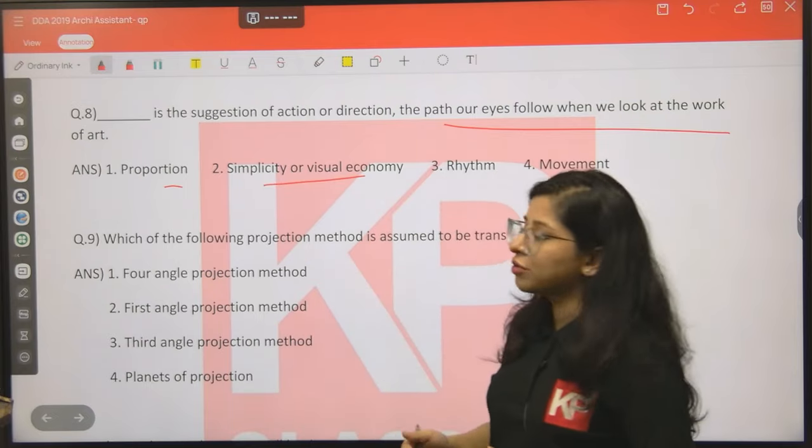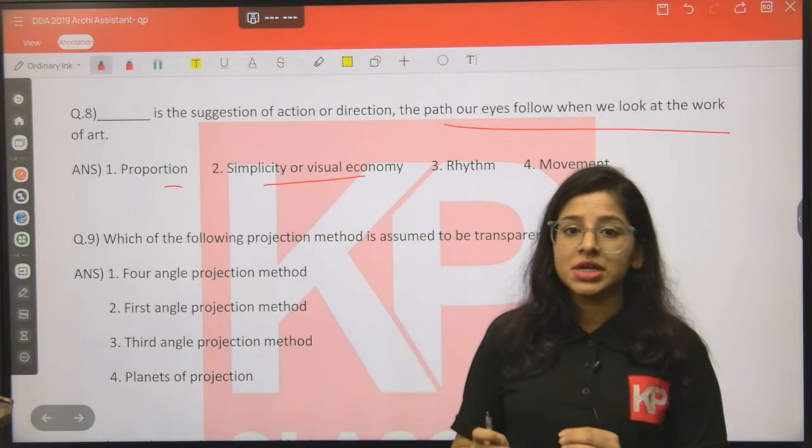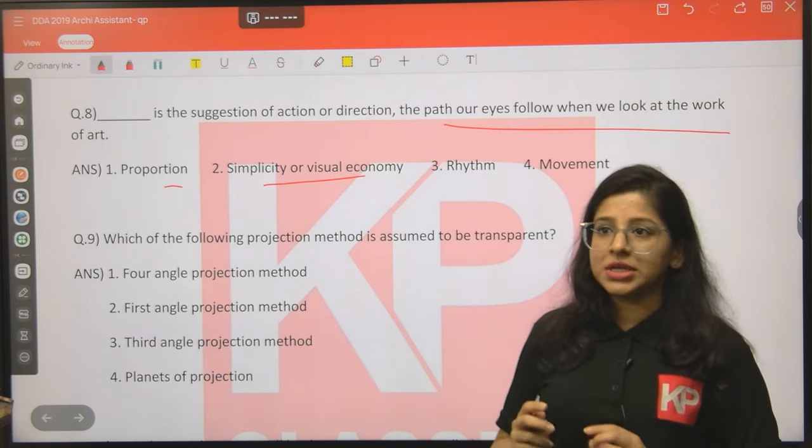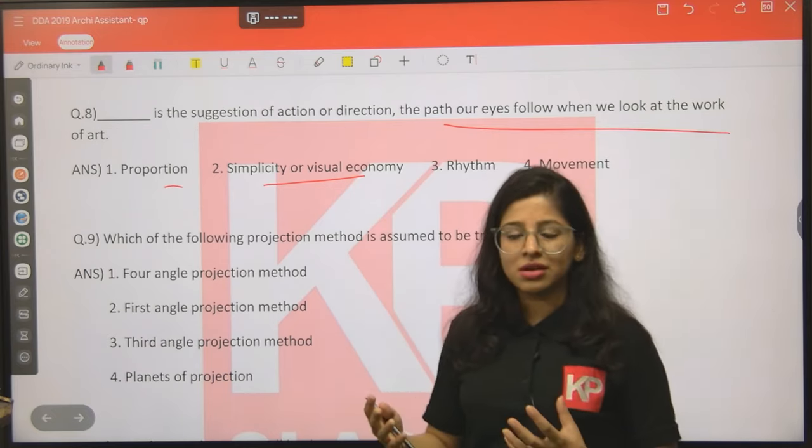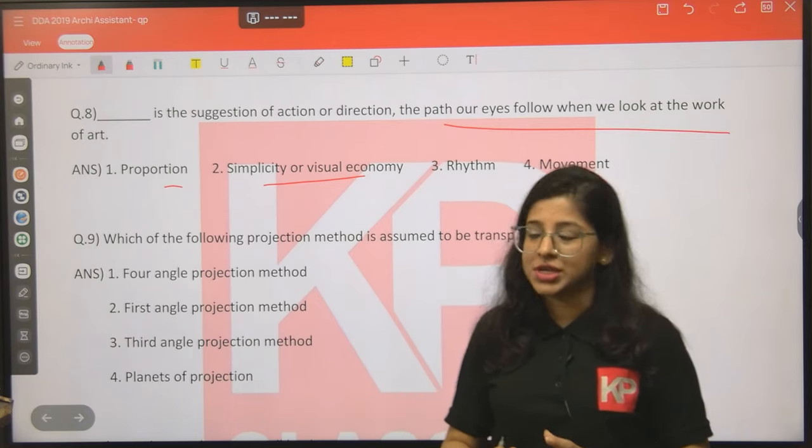Simplicity or visual economy is basically the concept of simplicity, and visual economy is basically how visually appealing that particular thing is. These are your basic elements of design, okay?